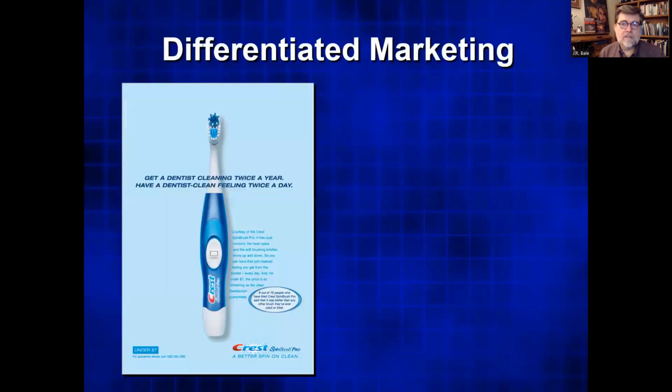So let's take a look at these two ads just to show you differentiated marketing. This is an ad for the Crest Spin Brush Pro toothbrush. And if you can't read it, the headline says, "Get a dentist cleaning twice a year, have a dentist clean feeling twice a day." And I want you to think about this for a moment.